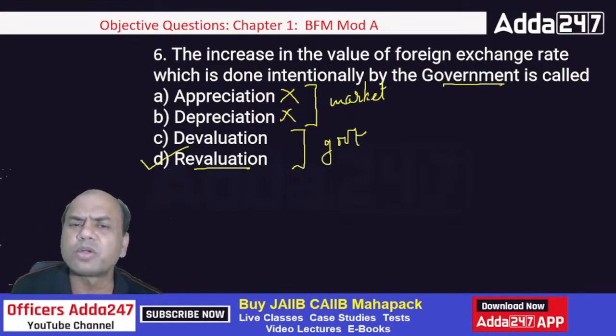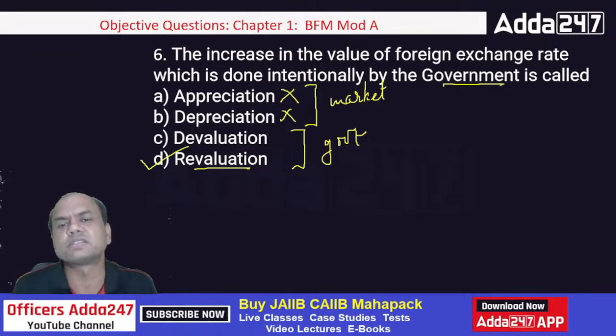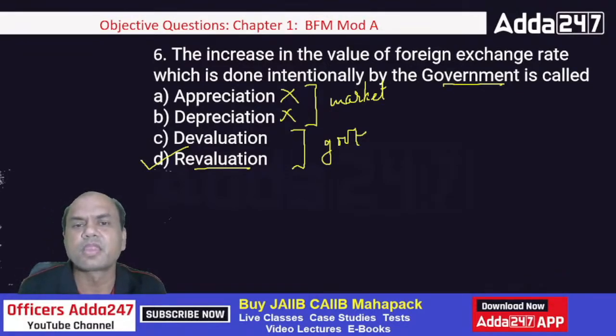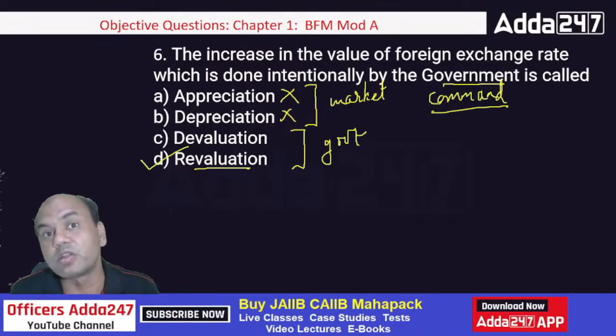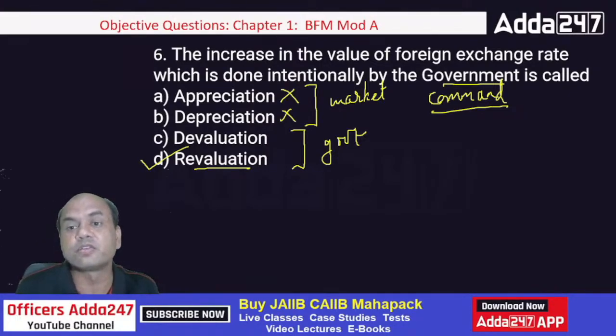Why does the government do this revaluation? On what basis does the government do it? Firstly, it is a command economy, as I told you earlier. Command means government wants it. Government is supreme over there and wants to control everything. This is the worst type of economy, and India doesn't have this command economy.